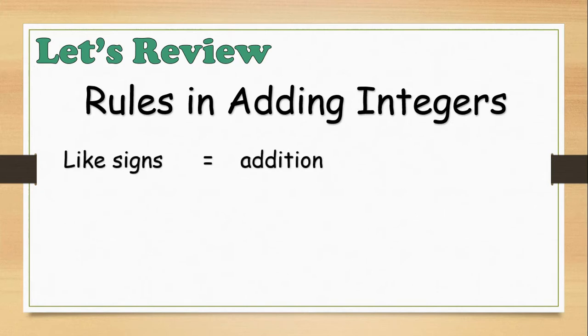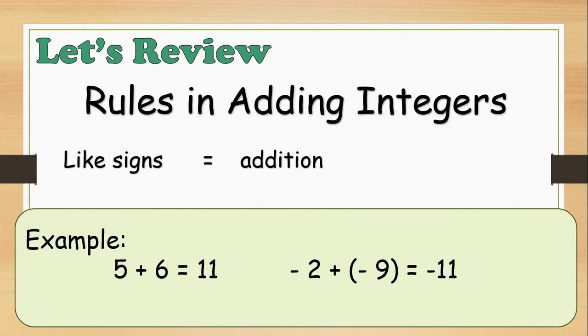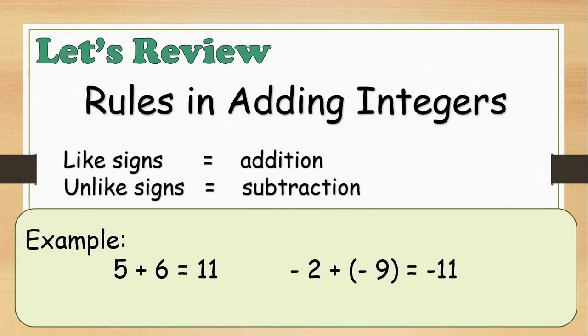Kapag like signs, pag parehas silang positive or parehas negative, ipag-a-add natin. Example, we have 5 plus 6 equals 11. So parehas positive kaya pinag-add, which is 11. Then we have negative 2 plus negative 9 magiging negative 11. Next, kapag naman unlike signs or magkaiba sila ng sign, ipag-subtract natin. So we have negative 3 plus 6 equals 3. And then we have 7 plus negative 8, which is equal to negative 1.